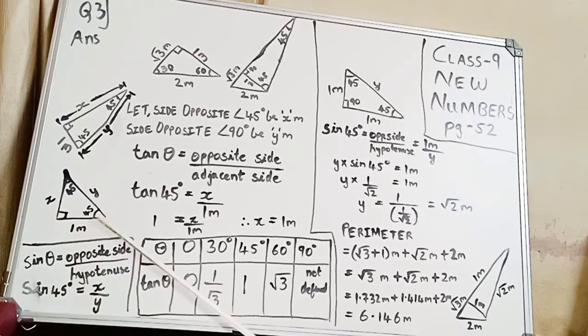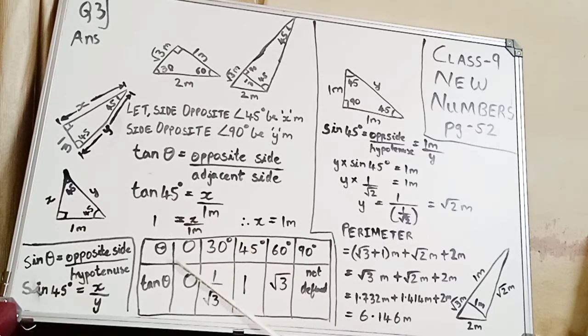If we take tan 45, the opposite side would be X, so you have to put X, and the adjacent side would be opposite to the hypotenuse. So opposite to the hypotenuse is 1 meter. This 1 meter we have substituted, and tan 45 is equal to X by 1 meter.